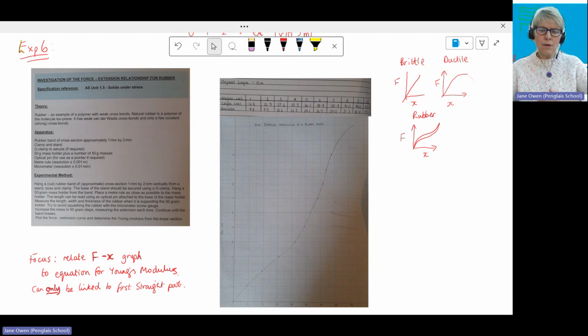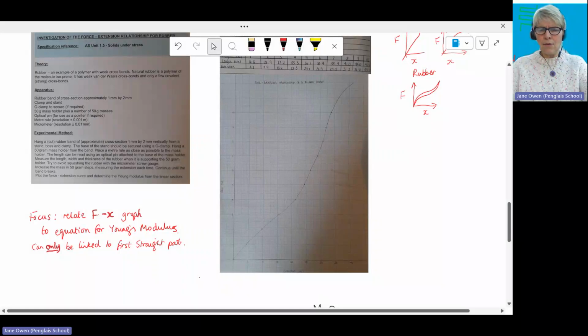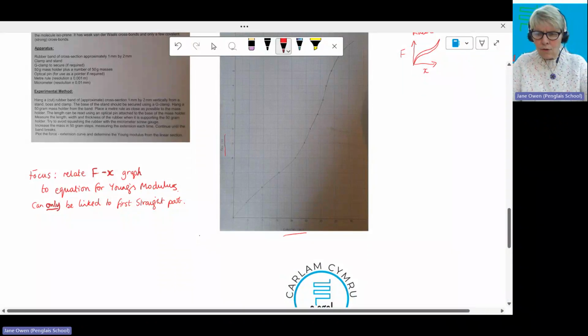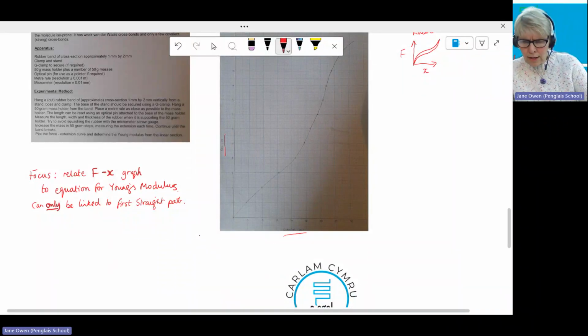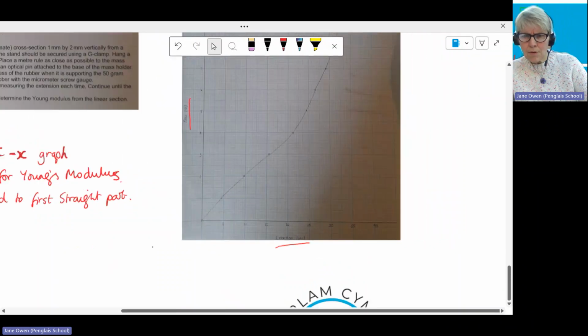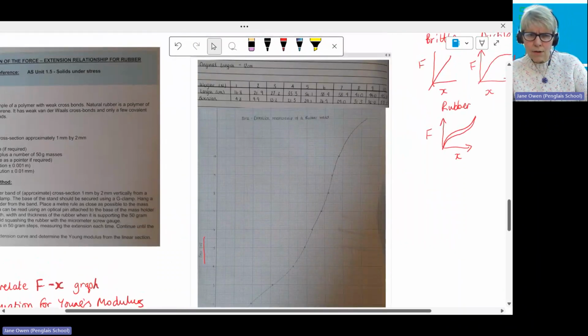If you've got grams, divide it by 1,000 to get it into kilograms, times it by 9.81 to get it into newtons. And all you have been asked to do is to plot a force extension graph. So force against extension. Now this extension here is in centimeters, I think. Let's have a look. Yes, so force against extension in centimeters.